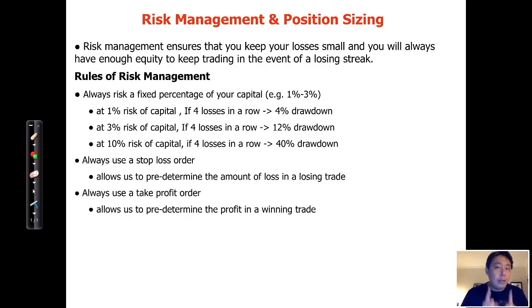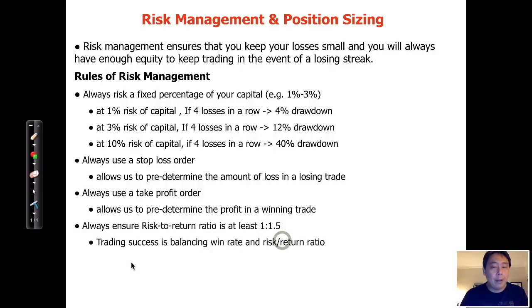And by having a predetermined profit target, you can ensure that you always get more than 1R of risk. So when you lose 1R, when you win, you have to win more than 1R. 1.5R is my style for Forex. Okay? So again, ensure your risk to return ratio is at least 1:1.5. And again, trading success is balancing between win rate and risk to return ratio.